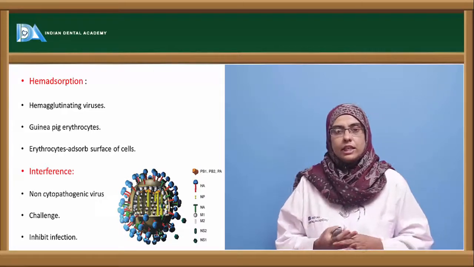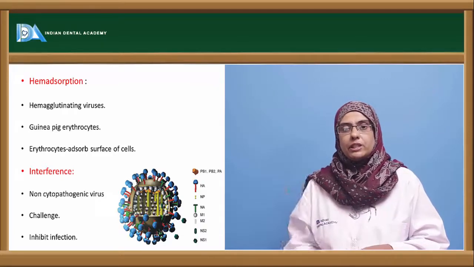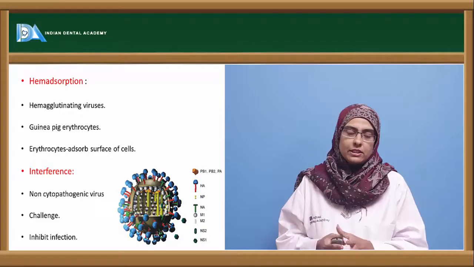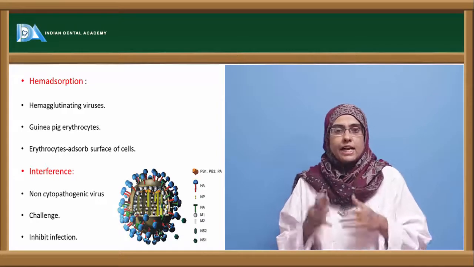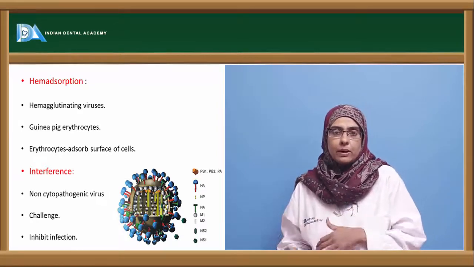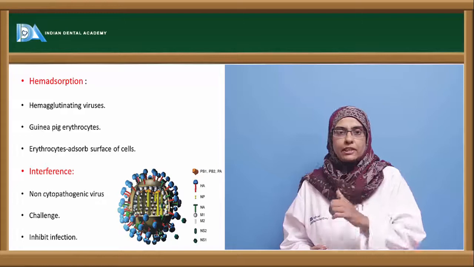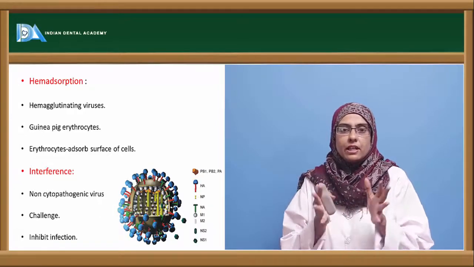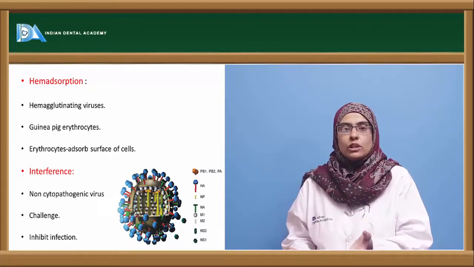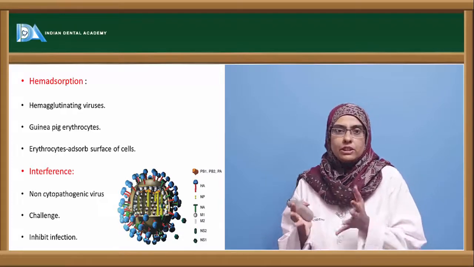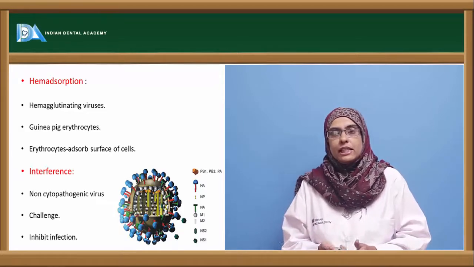Next, another important characteristic of growth is interference. Interference is mostly used to identify non-cytopathogenic viruses. Non-cytopathogenic viruses are not able to produce any morphological changes. So this can be identified by challenging with cytopathogenic viruses. When the cytopathogenic virus is growing, due to the activity of the non-cytopathogenic virus, the cytopathogenic activity is inhibited. This is called interference. The activity of the non-cytopathogenic virus interferes with the activity of the cytopathogenic virus, and hence no cytopathic effect is produced. So the culture is challenged with the cytopathogenic virus, identifying the non-cytopathogenic viruses. This is called the interference phenomenon.